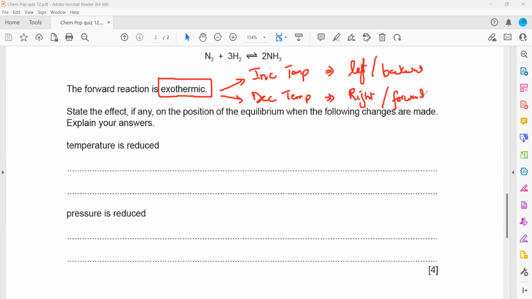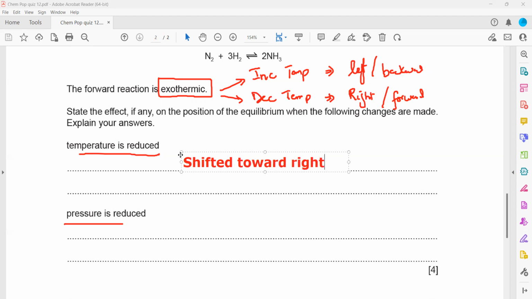So state the effect, if any, on the position of equilibrium, if the following changes are made. Temperature is reduced. So if you reduce the temperature, what will happen? Equilibrium will shift towards right. How you score: there are total 4 marks, 2 marks for effect of pressure, 2 marks for temperature. So 1 mark, it will shift towards right.